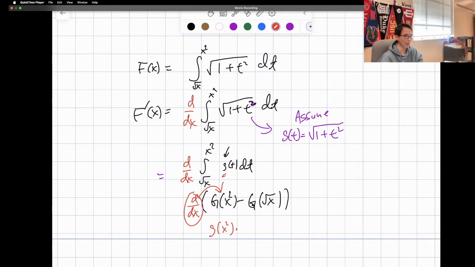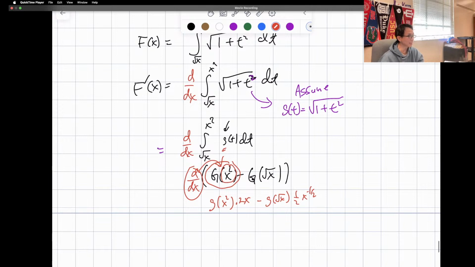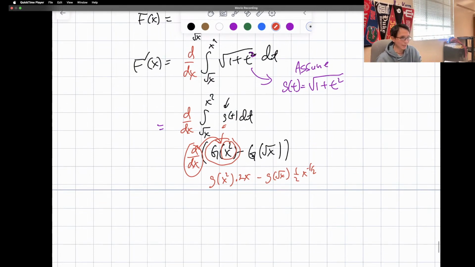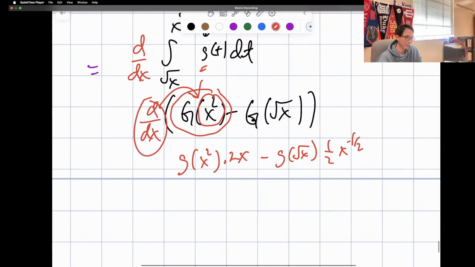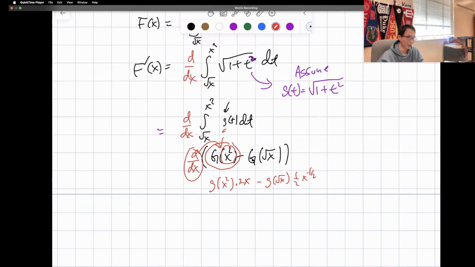Now, the problem is there are two layers. There are two bubbles, right? So what we need to do is take the derivative of the inside, which is 2x, minus g of square root x times 1/2 x to the negative 1/2. Because now this is not a constant. If it's a constant, the derivative of the inside is going to be 0, right? But in this case, it's not, because this is a variable, so you're just going to plug it in.